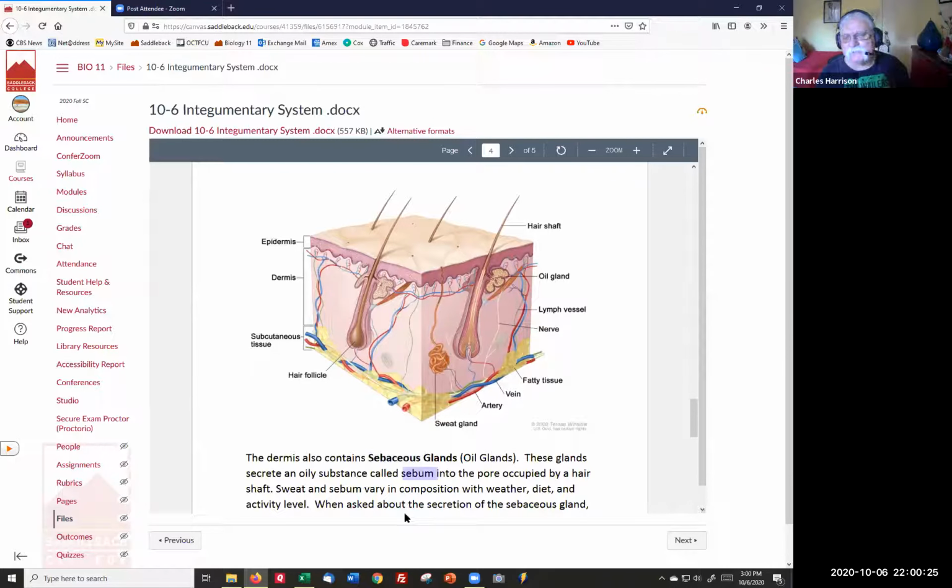Just like synovial fluid of the joints, sebum doesn't have a definite composition. It'll vary with your diet, with the time of year, quite a few different things.